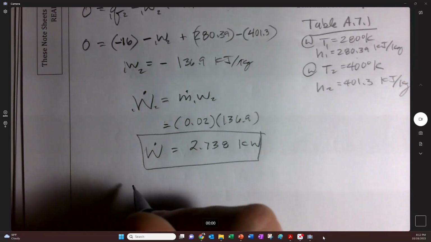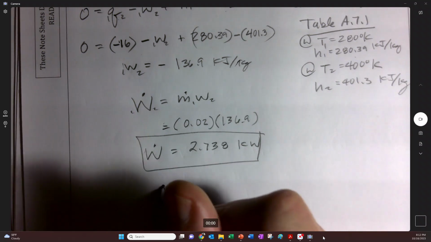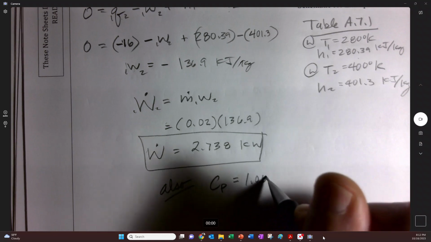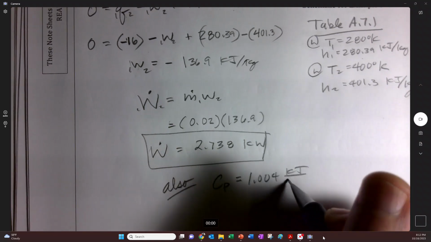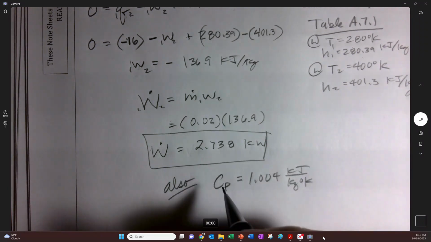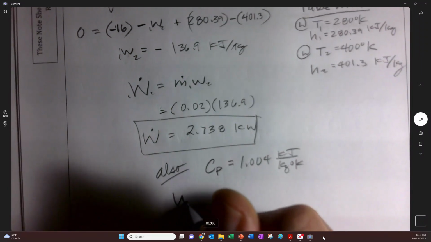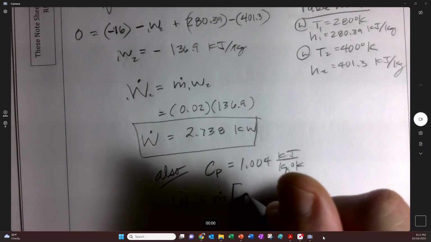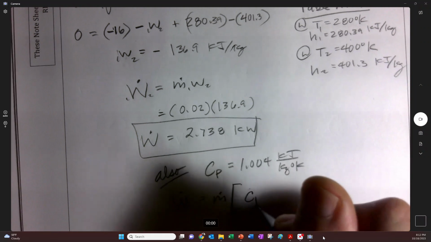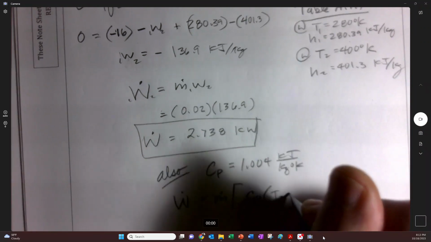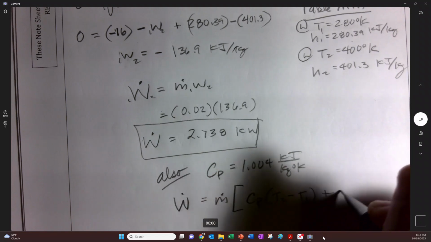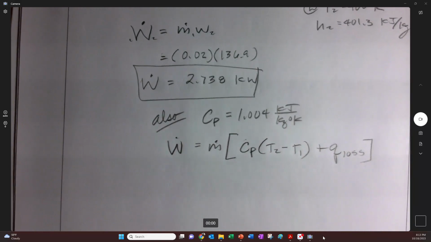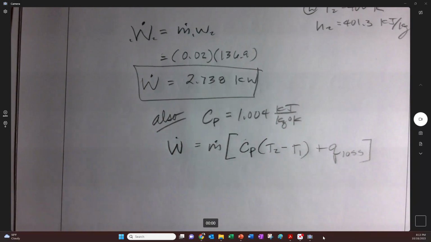I could also write, if you wanted to, we know that C_p is 1.004 kilojoules per kilogram degree Kelvin, so that we could have said that this whole thing was going to be m dot times C_p times T2 minus T1 plus Q loss, right? Could have found the same values just from doing this right here. It's just this one equation.